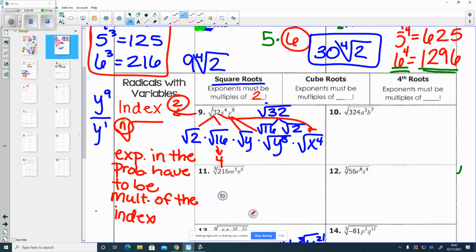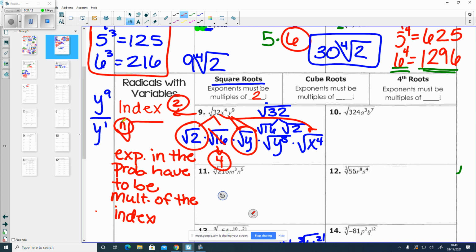Okay? So that'll go away. I'm going to circle what I have left. So this will stay, this will stay. The square root of y. So y is to the first power, so I can't do anything with the square root of y. So that's going to stay. Now, if it's a multiple of the index, I can divide it, though.